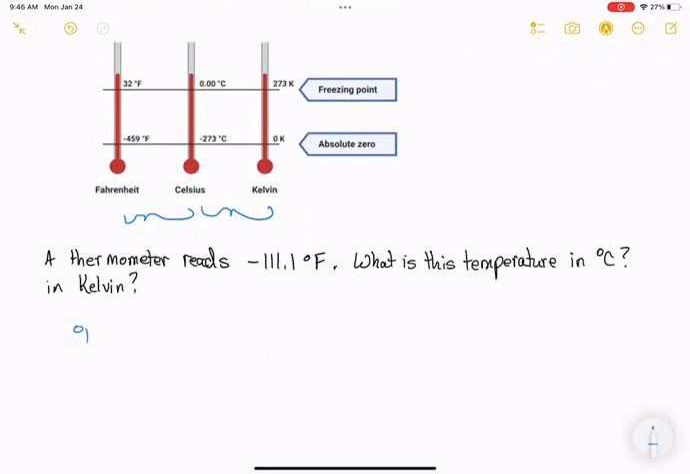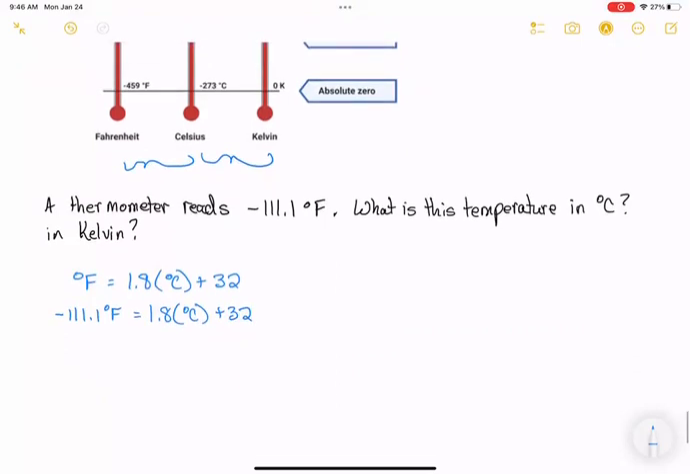So I've got degrees Fahrenheit. The only equation that I gave you in degrees Fahrenheit was 1.8 times degrees Celsius plus 32 is equal to degrees Fahrenheit. So we know that our Fahrenheit is negative 111.1 degrees Fahrenheit. That's going to be equal to 1.8 times the degrees Celsius plus 32. Now, folks, the most common issue is following the correct order in order to get degrees Celsius. The first thing you're going to do is subtract the 32. So negative 143.1 is equal to 1.8 times the degrees Celsius. And then you will divide both sides through by the 1.8 to get a degree Celsius of negative 79.5.